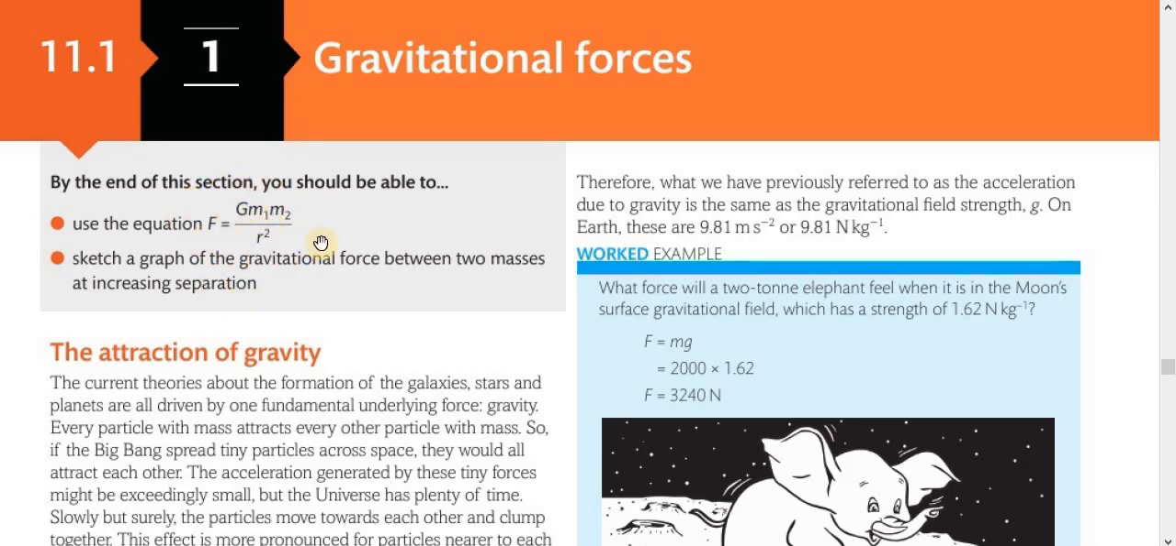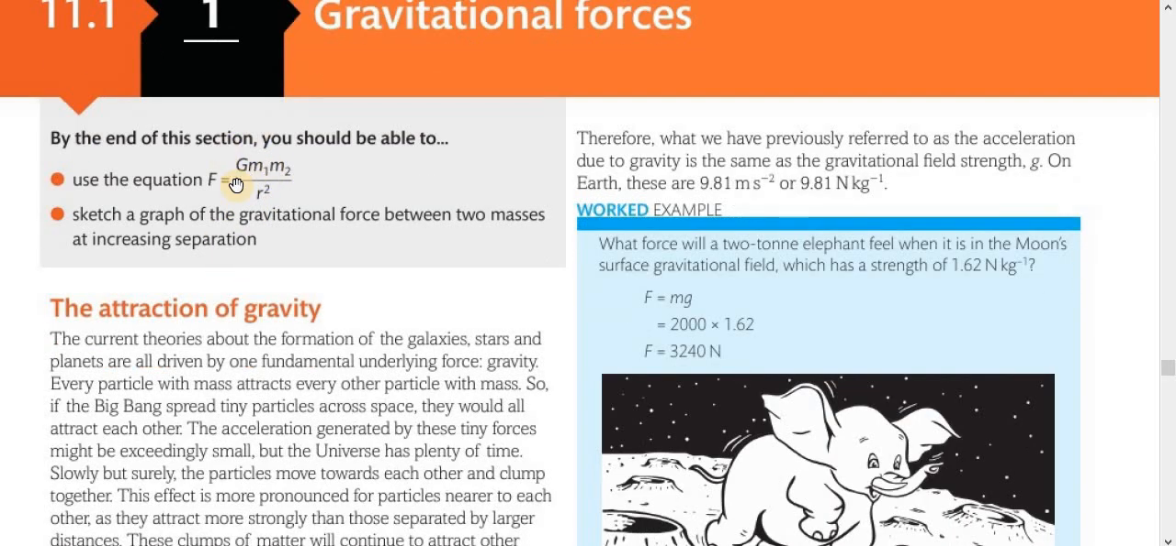You should know this equation. F is equal to G m1 m2 over r squared, where m1 and m2 are the masses of the bodies. G is a constant called the universal gravitational constant. R is the distance between the centers of masses of the two bodies m1 and m2. We will go into detail of this later.